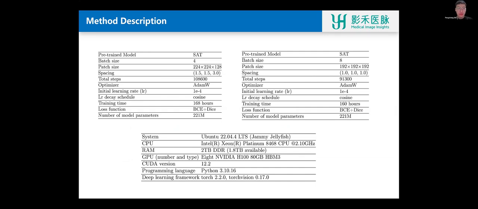Training details. Stage 1: 224, 128 patches, 2 H100 GPUs. Stage 2: scaled to 196 patches on 4 H100 GPUs. Total training: 160 hours on an 8 H100 server, covers 243 classes across CT, MRI, PET, ultrasound, and microscope.